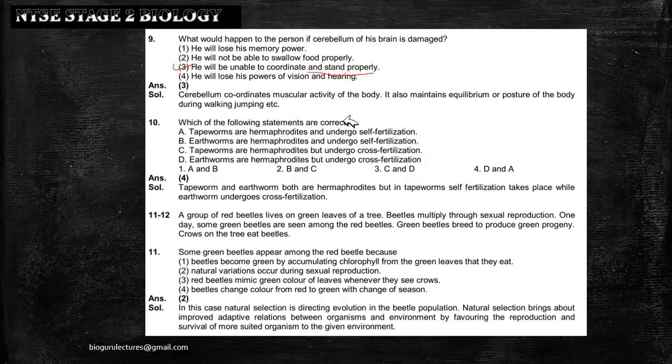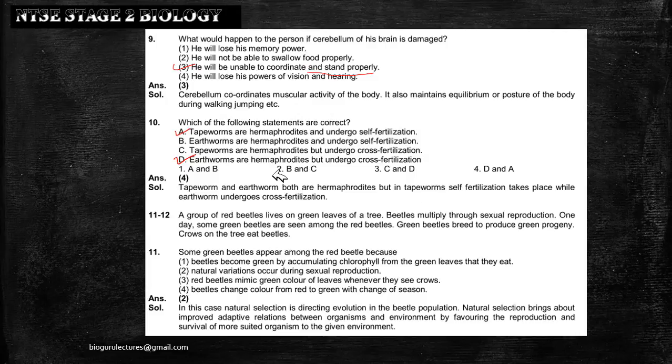Which of the following statements are correct? Tapeworms are hermaphrodites and undergo self-fertilization. Earthworms are hermaphrodites and undergo self-fertilization. Tapeworms are hermaphrodites but undergo cross-fertilization. Earthworms are hermaphrodites but undergo cross-fertilization. So here you can see option D and A is correct.